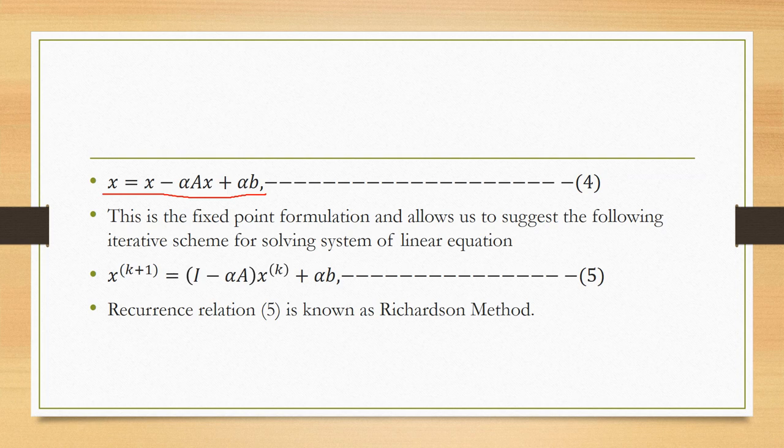5. This equation number 5 is known as Richardson method. This method is implemented for finding the approximate solution for the system of linear equations.